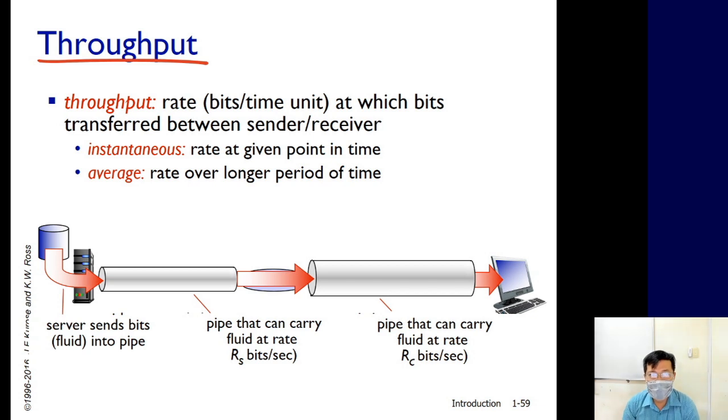So the third criterion for network performance is throughput. The throughput is the rate, the real rate, at which bits are transferred between sender and receiver. On one connection, the throughput is calculated from the source to the destination.